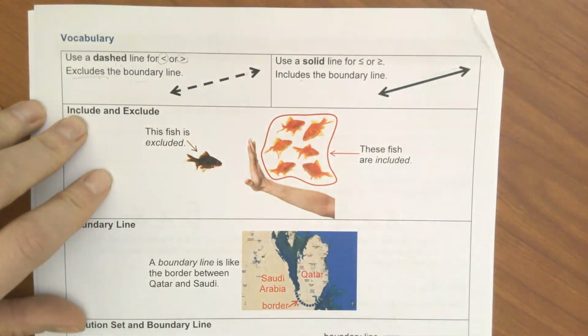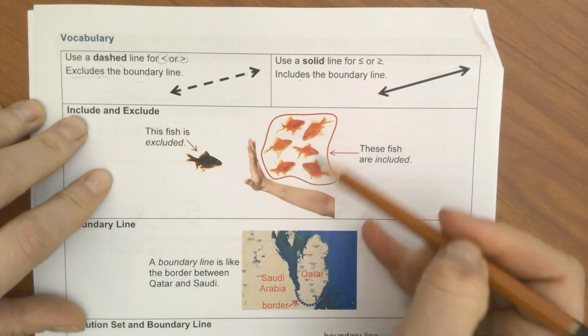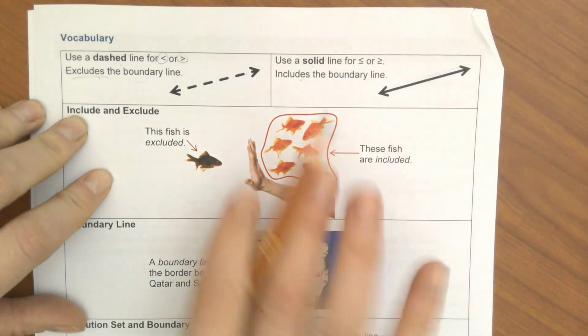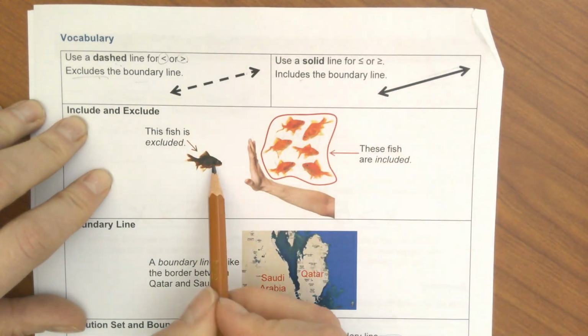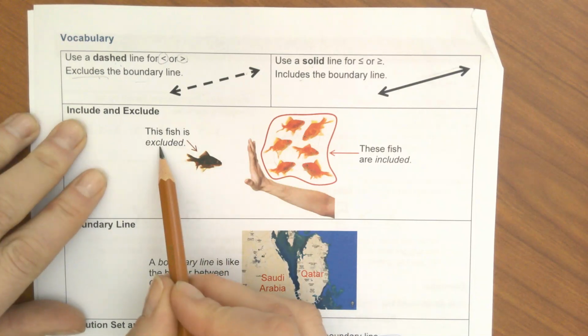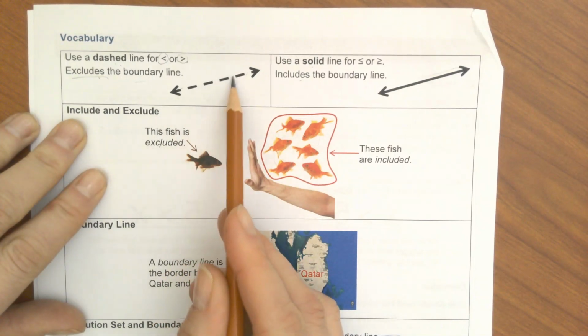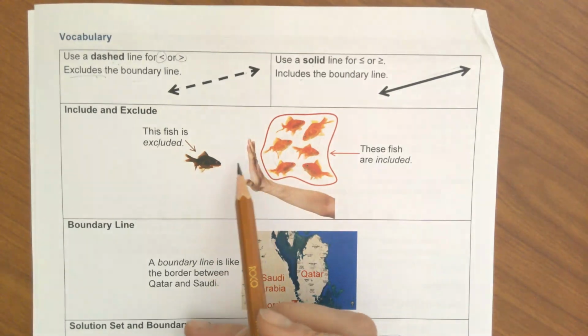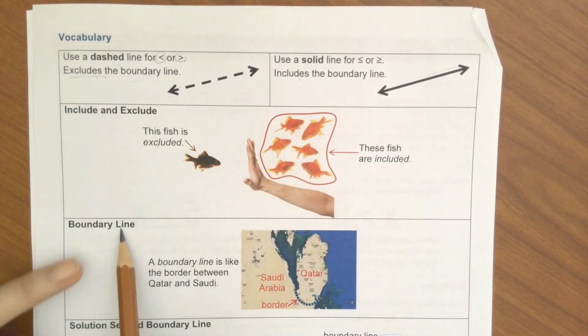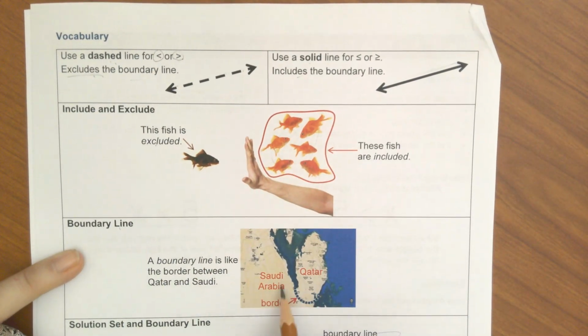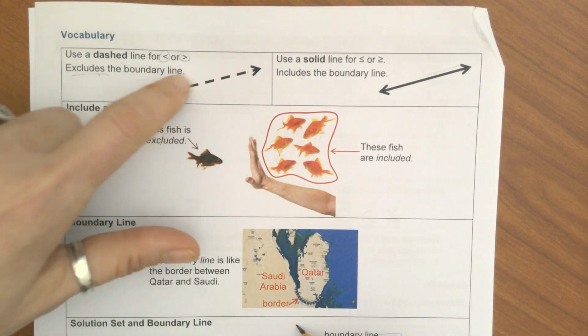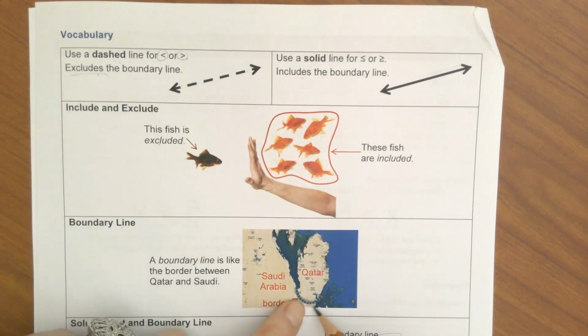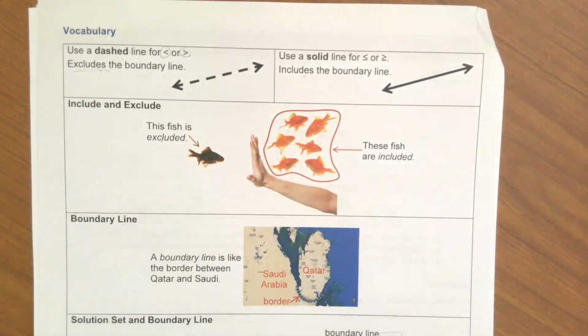So here, if I want these fish, I include them, I keep them together, but this one we don't want, we exclude it. So when we have a dashed line, it means we don't want the boundary line. What's a boundary line? So here between Saudi and Qatar, we have a boundary line. If I don't want to include the boundary line, I use a dotted line. And when I want the boundary line, I use a solid line.